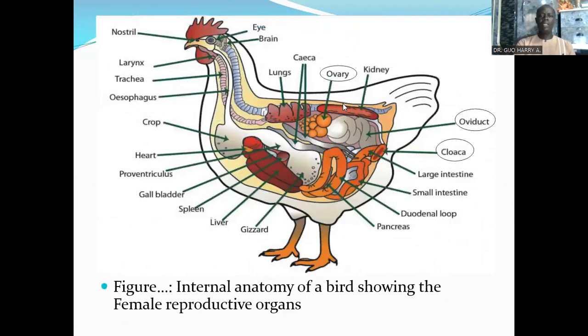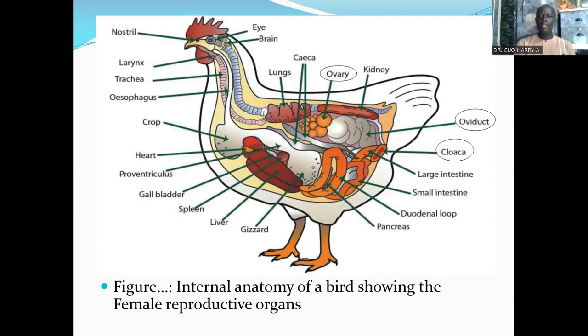Now look at this picture showing the reproductive system of birds. Here is the ovary from where eggs are produced. The eggs are transported to the cloaca where they are voided out, or laid. Sperm is also introduced through the cloaca. They do not have a vagina.